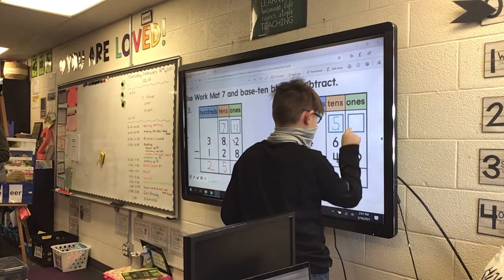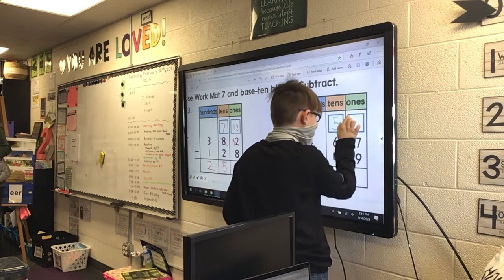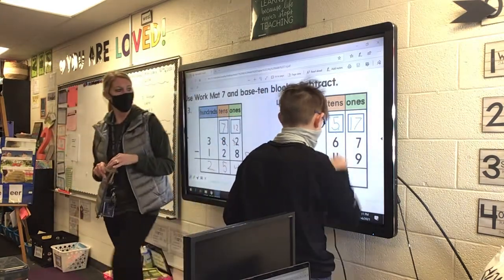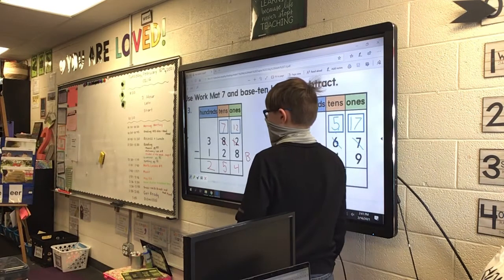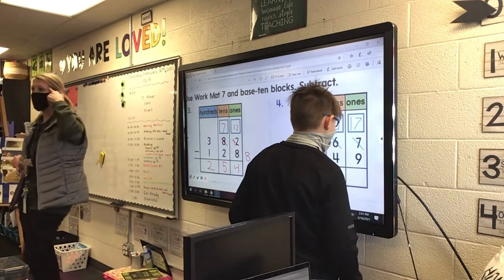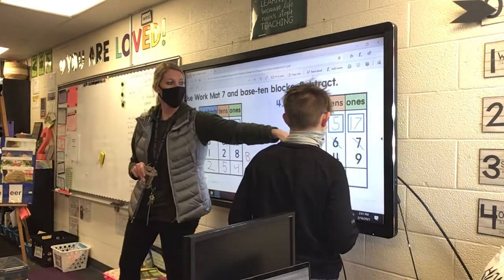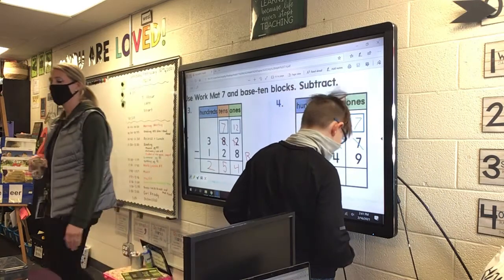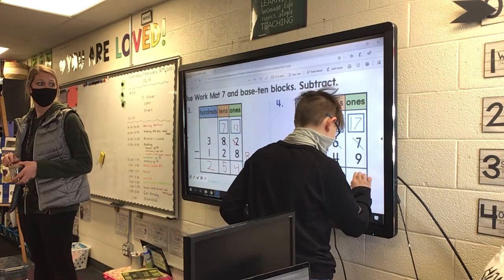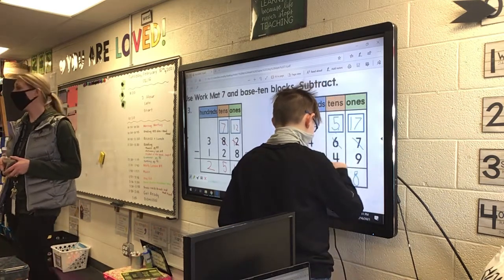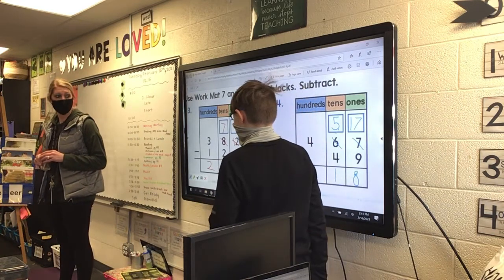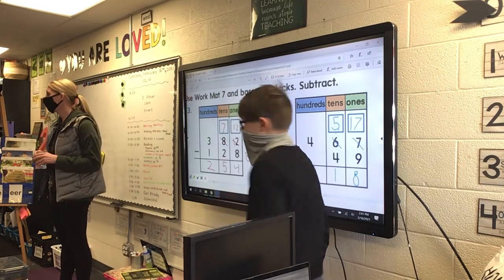All right, Raylan, remember: bigger bottom, better borrow. Raylan, when you borrow, can you cross that off? So he's going to cross off the 6. I would like you to cross that off so that you realize that you're taking 1 away. So the 5, 6 becomes a 5, the 7 becomes 17. Now 17 minus 9 is 8. And 5 minus 4 is 1. And then 4 minus 0 is 4.